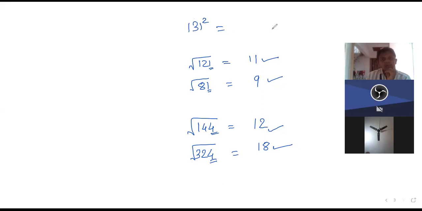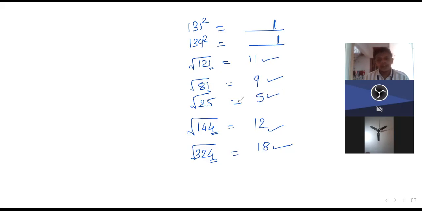Similarly, when I ask 131 ka square, what will be the ones digit? One. Arey, 1, beta. Square will be 1. And 139 का स्क्वायर will also be 1. बात समझ में आ रही है? Yes, sir. While squaring, you will get only one digit. But while finding square roots, there may be two digits.